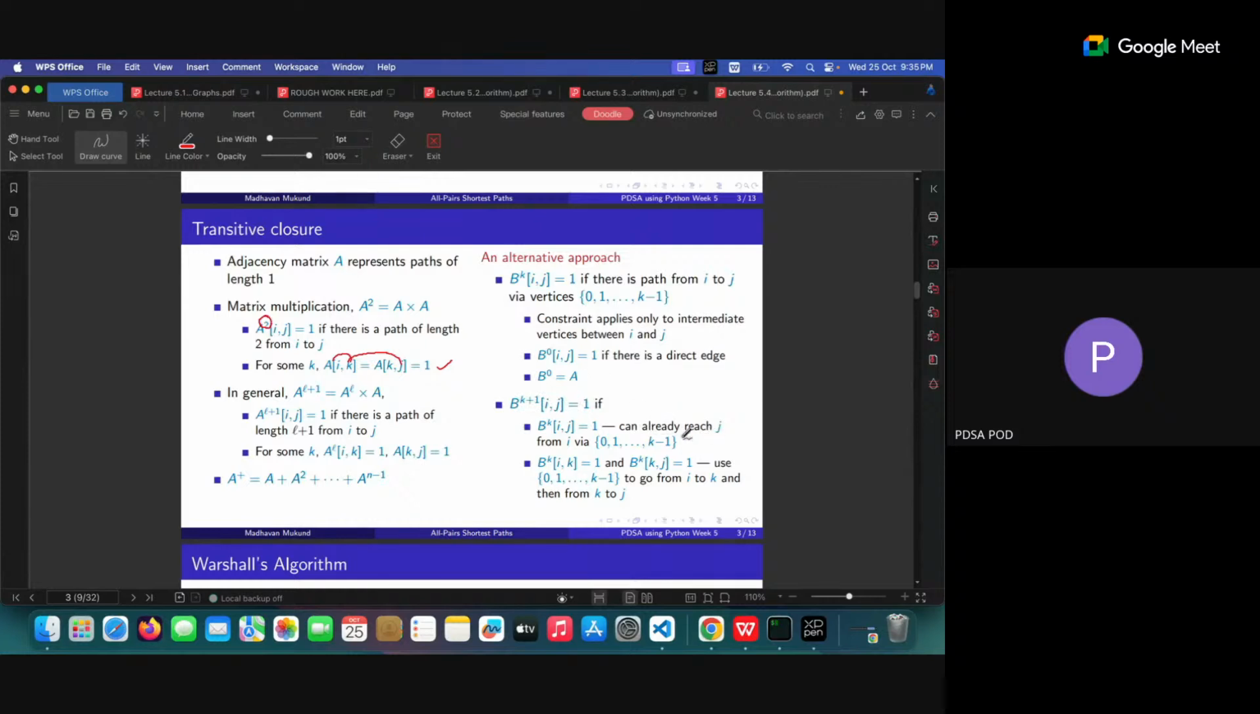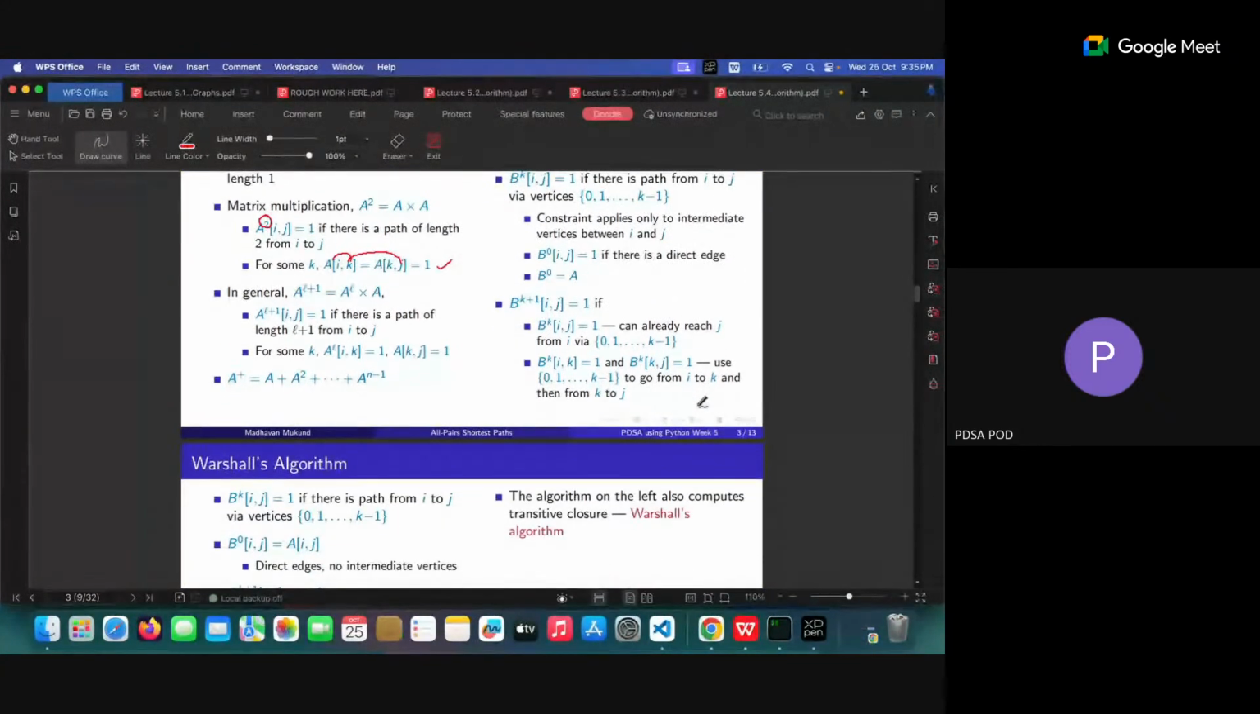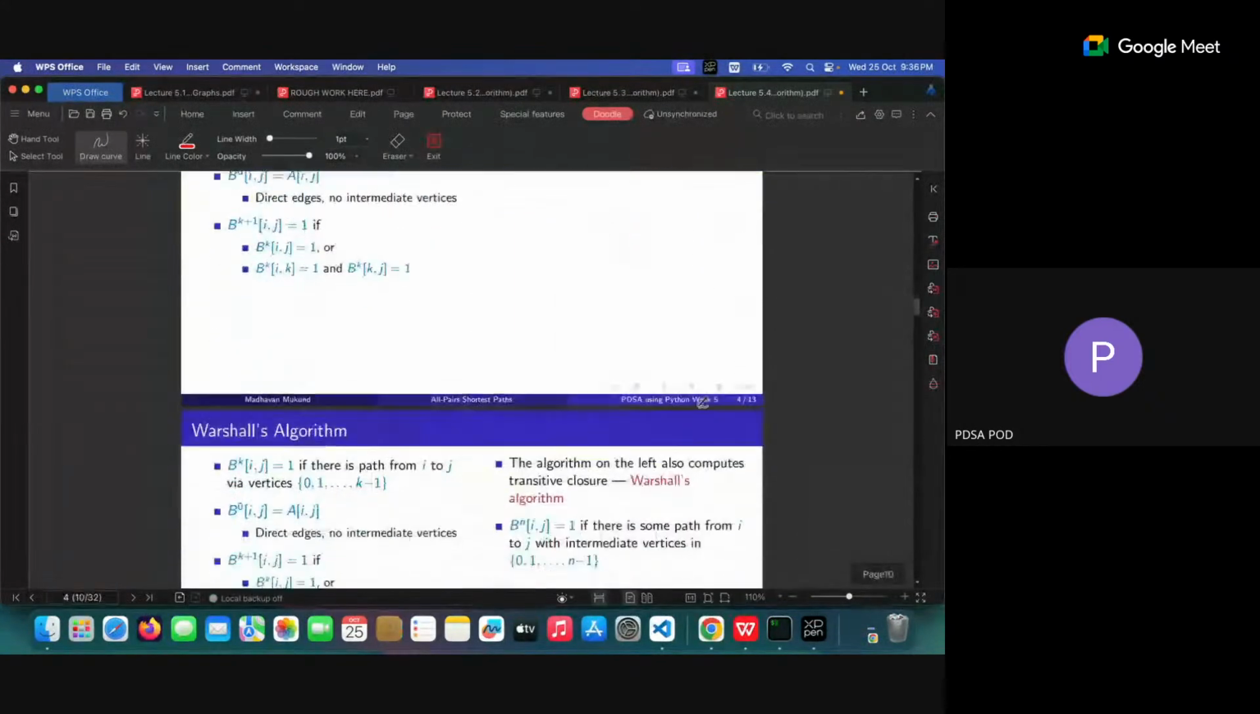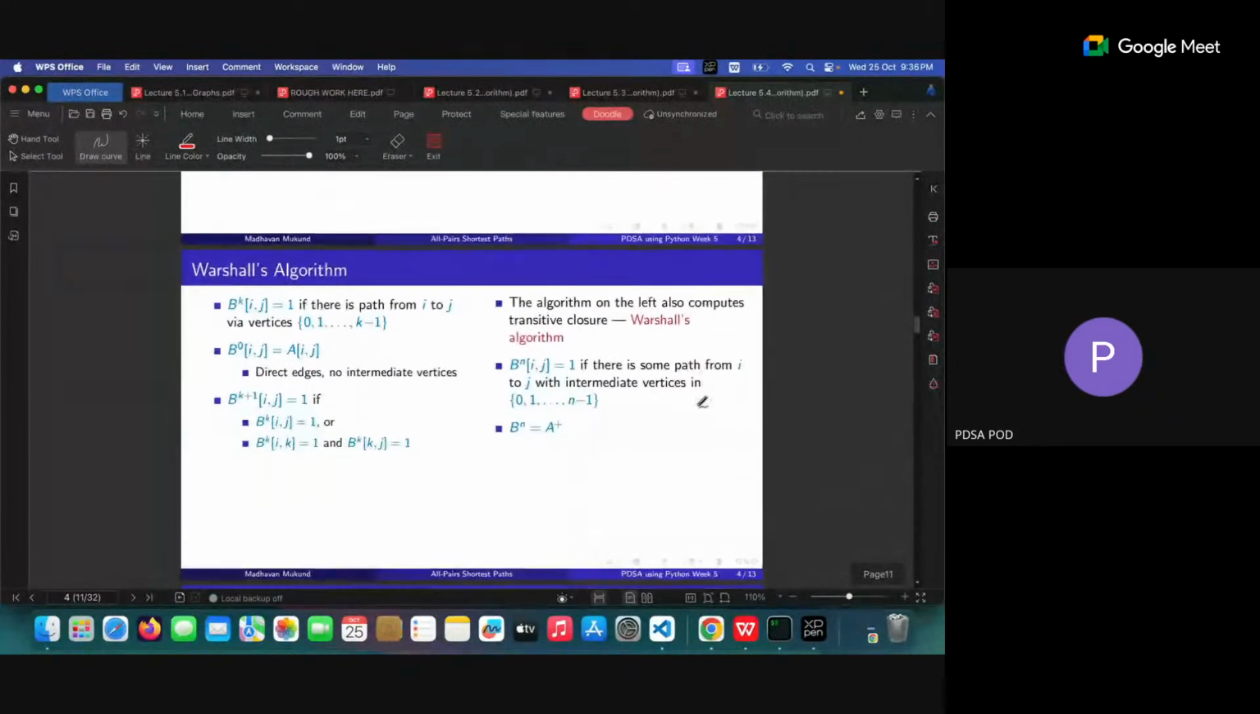So you already have a direct path from I, and then we go from I to K and then K to J. I to K we are going, and then K to J we are going. That is the alternate approach they are showing. So how transitively they are closed, how really they are. In this one, Warshall's approach has been given. You can look at the Warshall's approach.